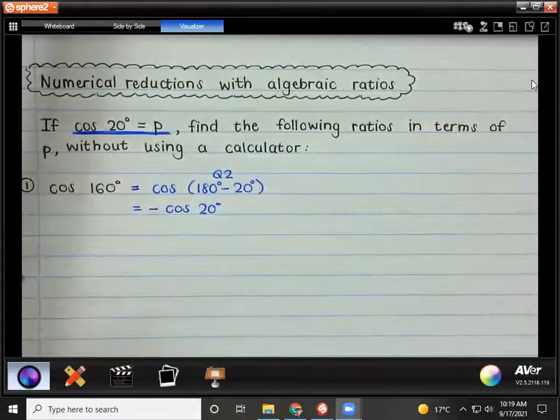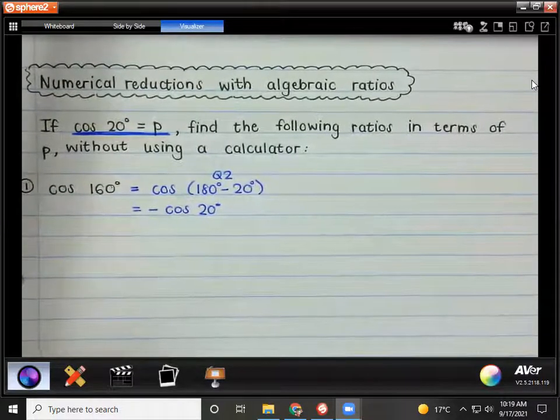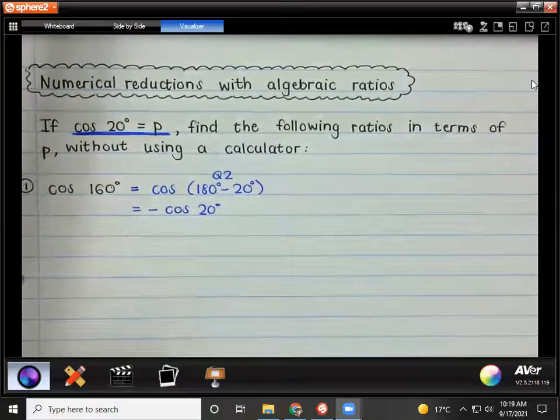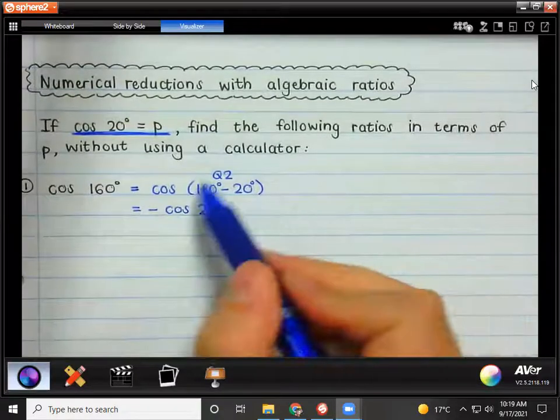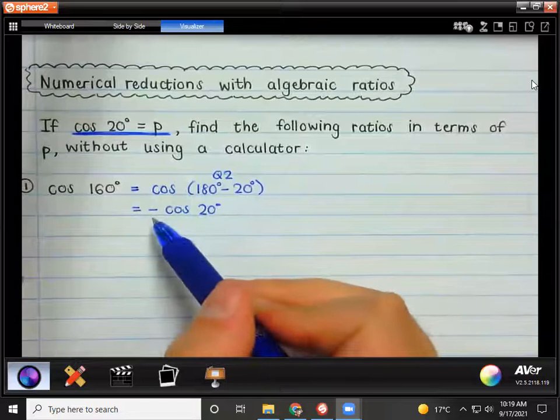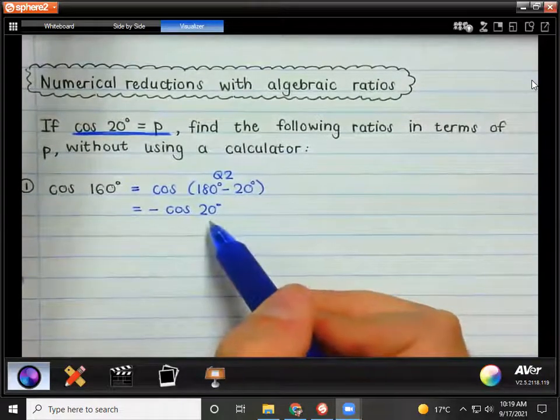Okay, so just check, do you guys understand what happened there? They gave us cos 20. So I'm rewriting my 160 as 180 minus 20. I need to use 20 because that's the angle that they gave me. Then I check 180 minus is in quadrant 2. Cos is negative in the second quadrant, so it becomes negative cos of the acute angle, which is 20.